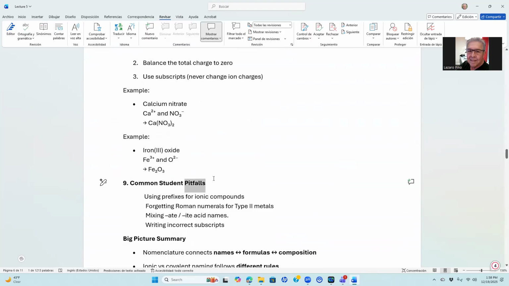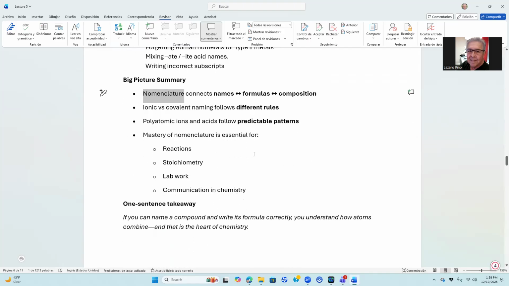9. Common student pitfalls: using prefixes for ionic compounds, forgetting Roman numerals for type 2 metals, mixing up -ic and -ide acid names, and writing incorrect subscripts. Big picture summary: nomenclature connects names, formulas, and composition.